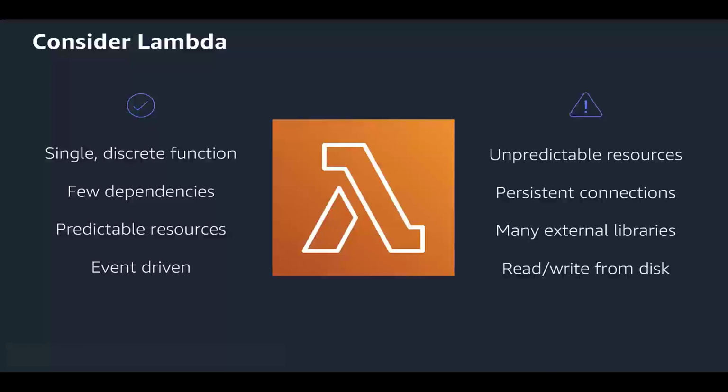On the other hand, microservices are probably not a good fit for Lambda if they include multiple functions working together, or contain operations that take an unpredictable amount of CPU time and/or memory, incorporate many external libraries and dependencies, retain persistent connections to other resources, such as databases or WebSockets, or require reading from or writing to a disk. In these cases, use containers.